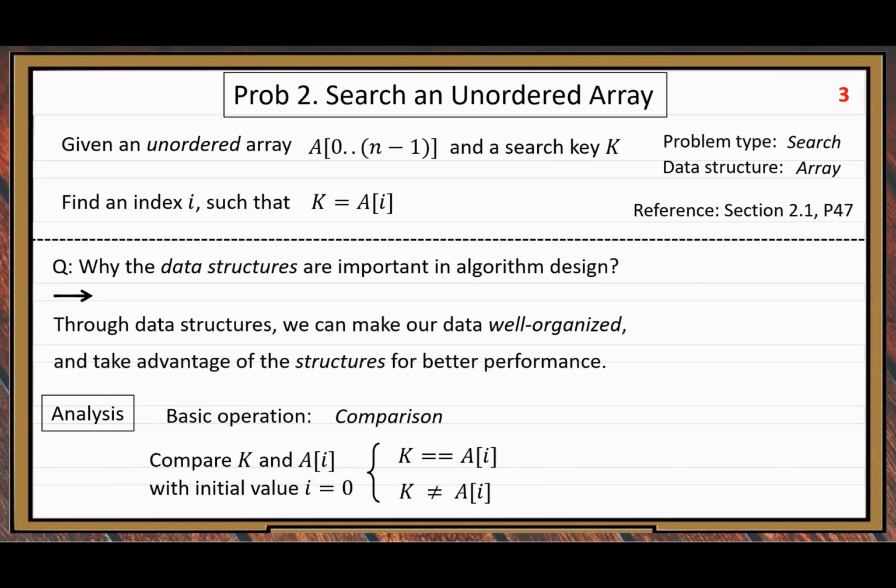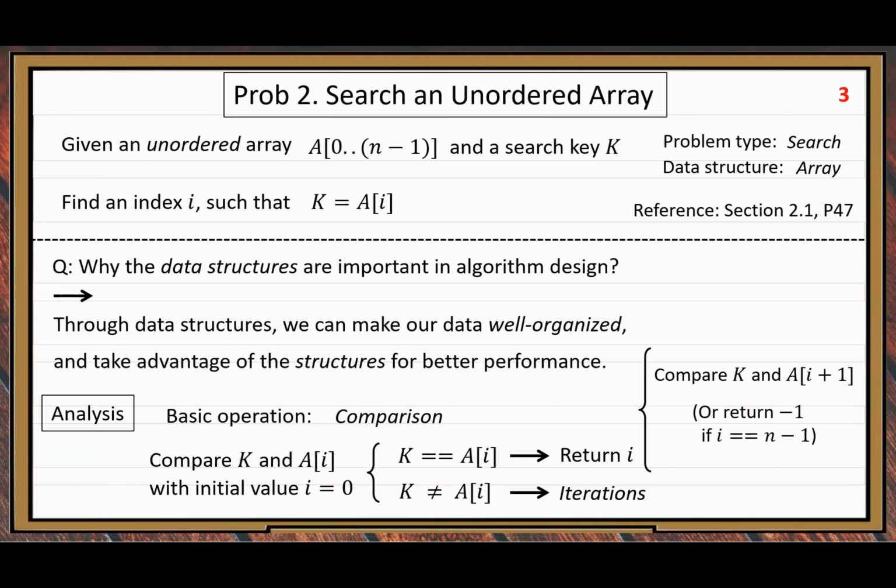If K is not equal to A[i], we don't care whether it's greater or smaller; that's not important. We only want to know they're different. Then we move to the next element in the array for another round of comparison. Okay, so those are the details of this algorithm.